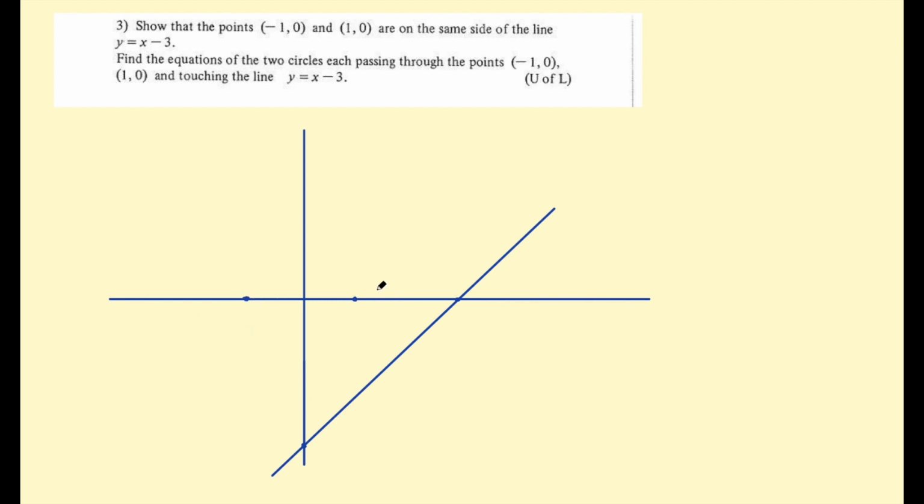Okay, so here we have negative 1, 0 and positive 1, 0. And we want to find the equations of the two circles, each passing through those points and touching the line. Okay, so we would firstly have a smaller circle here. Now this is kind of tricky to get right. So something like that. I'm just going to squish it up a bit. So that's a smaller circle passing through the points and touching the line. And then we have a larger circle. So it would be something like this.